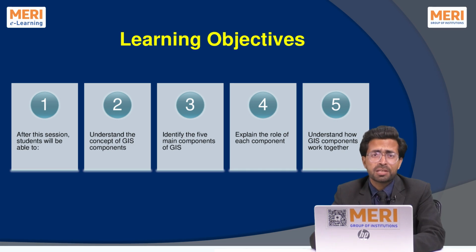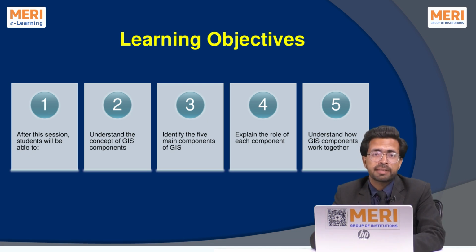A GIS is not a single tool or software, it is a system made up of multiple elements working together. These elements are known as the components of GIS. Mainly, there are five main components: hardware, software, data, people and methods. Each of these components has a specific role, but they are all interconnected. The success of a GIS system depends on how well these components interact with each other.